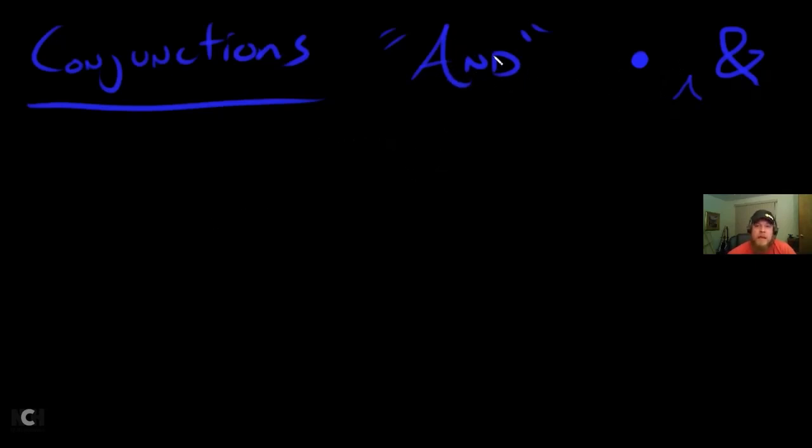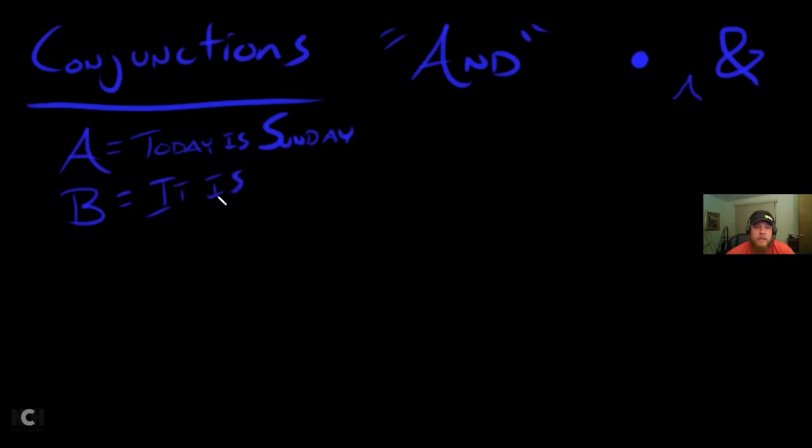So what do I mean by "and" here? Because there are other words that mean "and" in English. Basically, if I had A, and I can make A stand for anything, and then I had B, we can make B stand for anything too. Just for the sake of simplicity, let's say A stands for "today is Sunday," and let's say B stands for "it's raining." It is passive voice, but we'll roll with it here. Whatever the "it" is, ignore that for now.